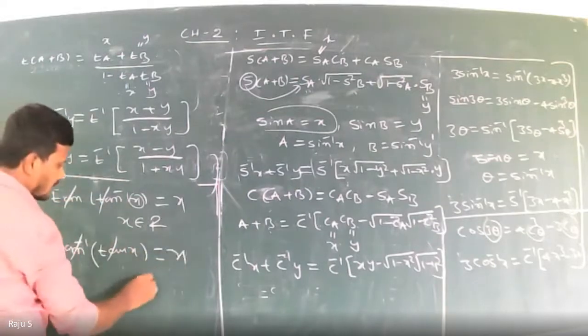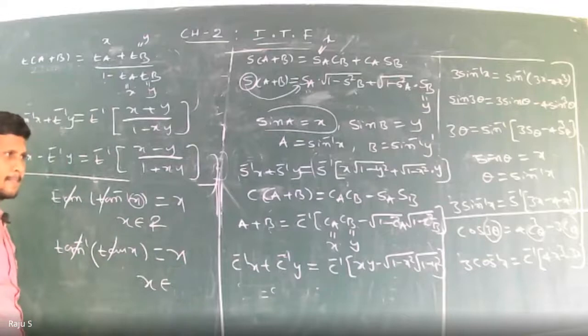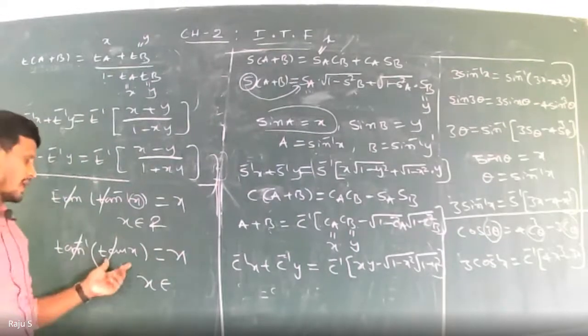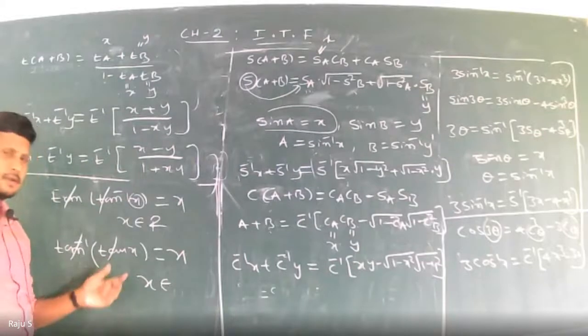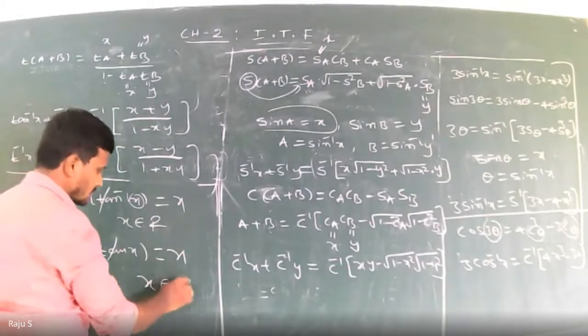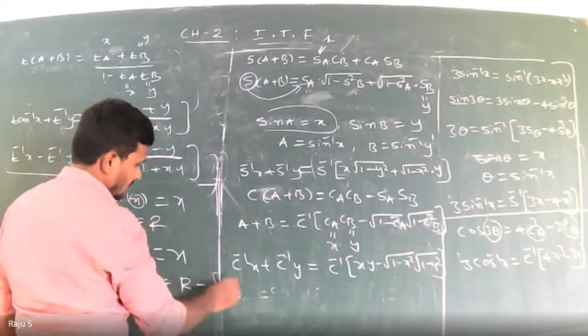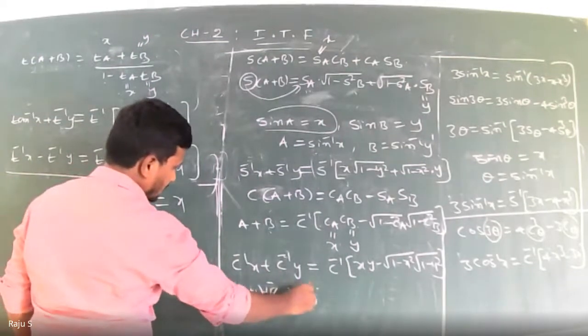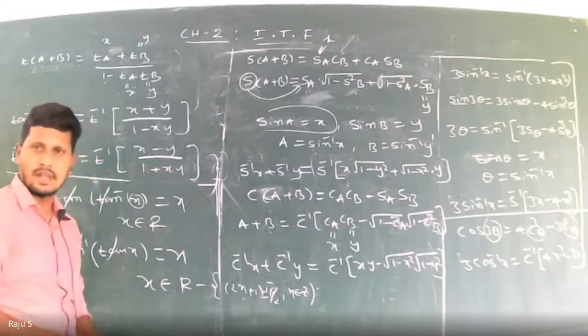Here also x, what about x here? X belongs to what? What is the domain of tan x? Tan x domain is R minus, yesterday I wrote, 2n plus 1 pi by 2, n belongs to Z. So, the graphical representation.